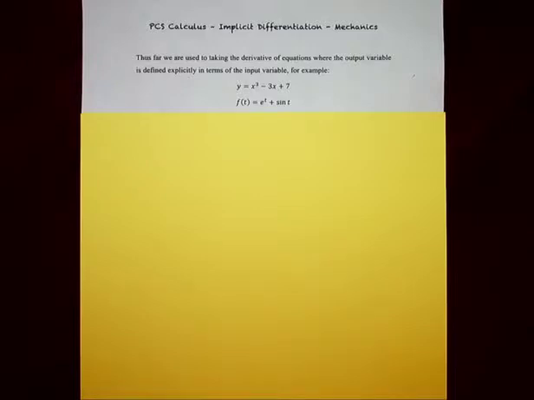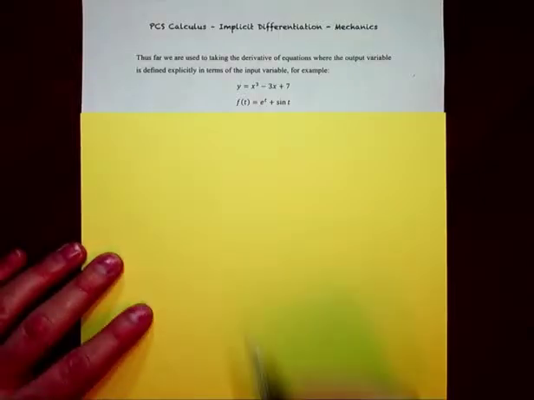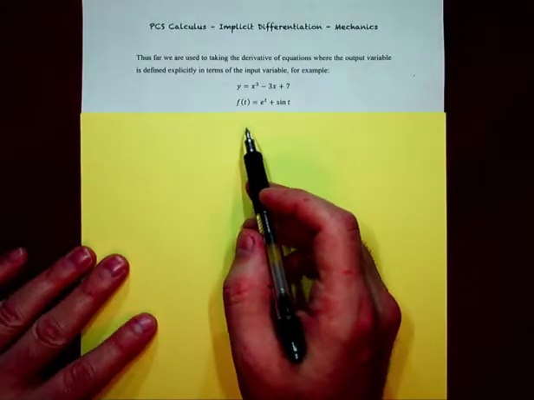As we said in class, thus far we've been taking the derivative of equations that are defined explicitly. Until such time as you encounter ones that are implicit, you don't have a specific name for them. You just think of these equations as equations, right? Because that's just the way things are. That's the way they've always been.